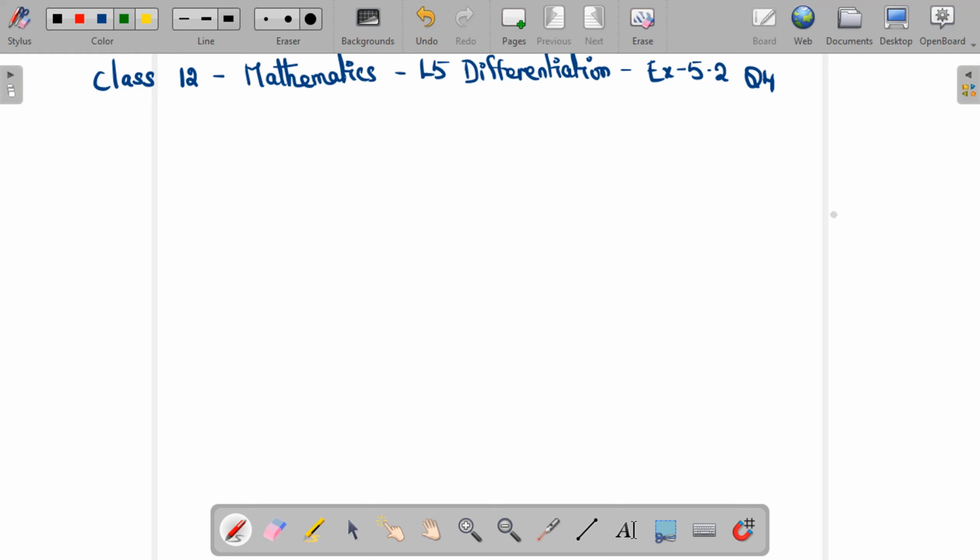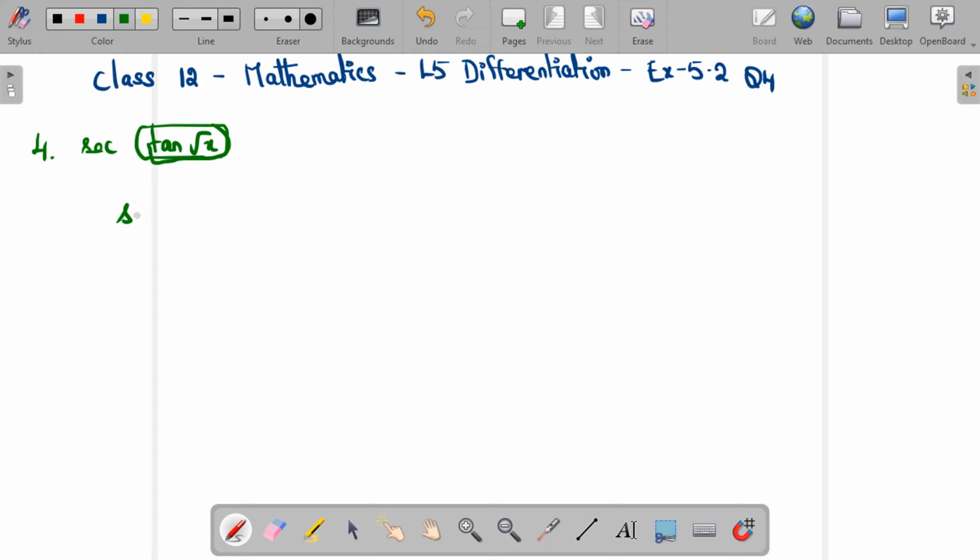In this video, let's find the solution for the fourth question in exercise 5.2. So the question is differentiation of secant of tan of root x. Now look at this function as secant of some function. So here assume tan root x as a. So how do you differentiate secant a?